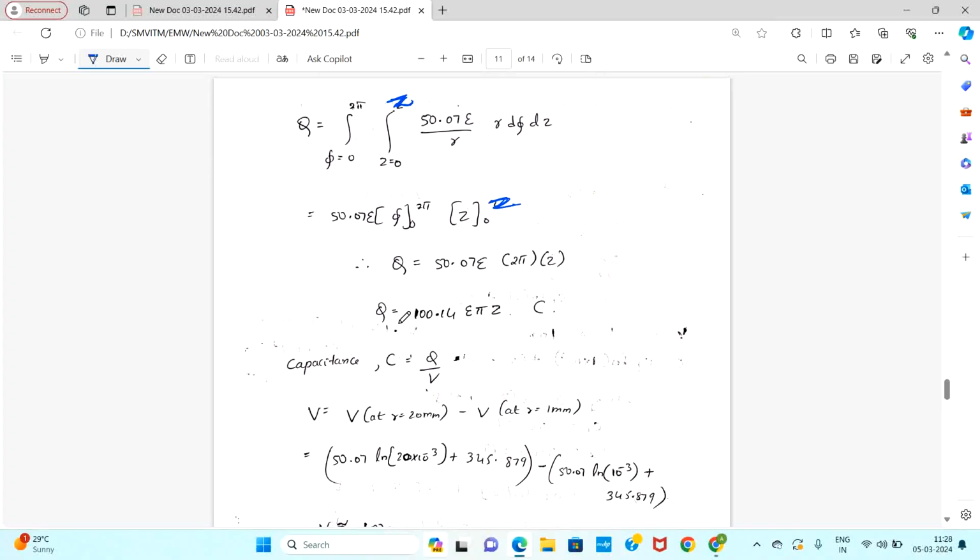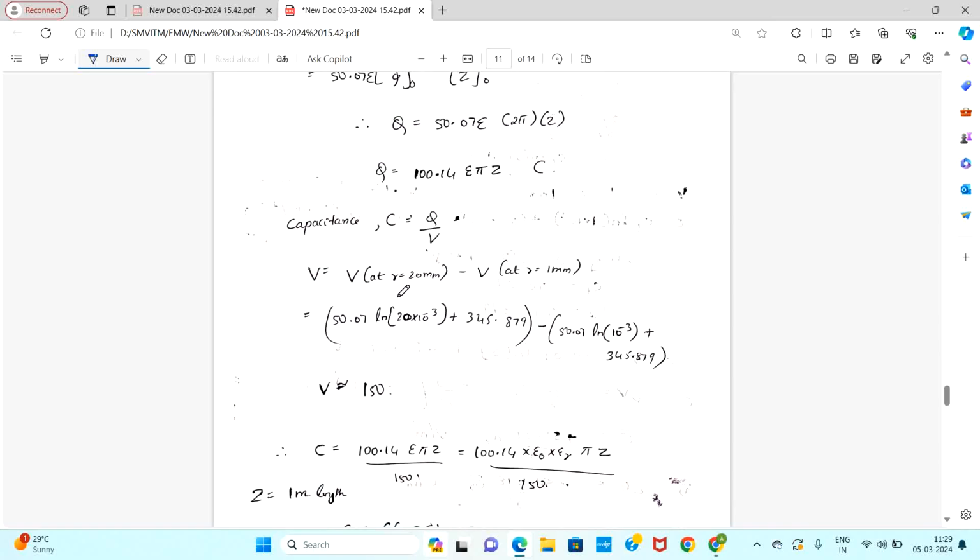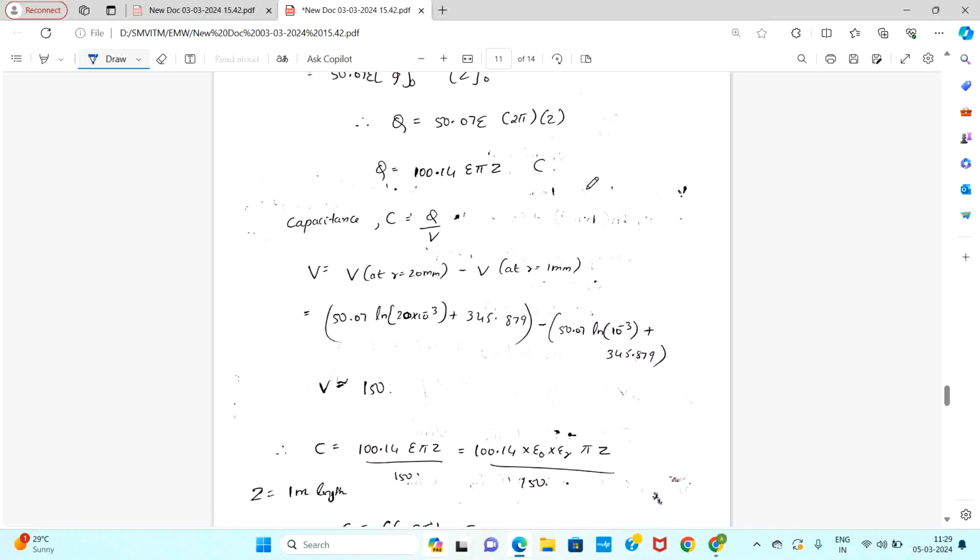So once you get that, you have charge in terms of z itself. Then take the ratio of charge and potential. That will give you the capacitor value. Now again, potential is not starting from the location 0. Right? It is not starting from radius 0. They are given in between values, from 1 millimeter to 20 millimeter. In between this region, I want to find out the capacitance, right? So what you have to do is take the potential difference between these two.